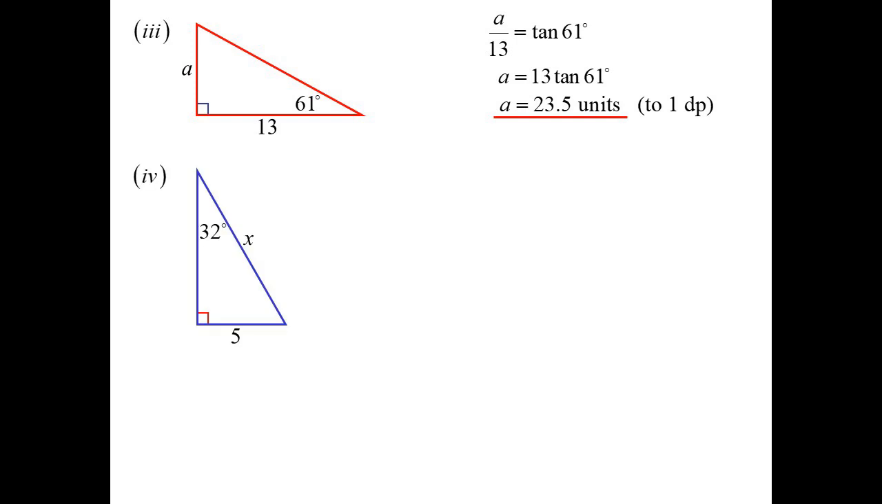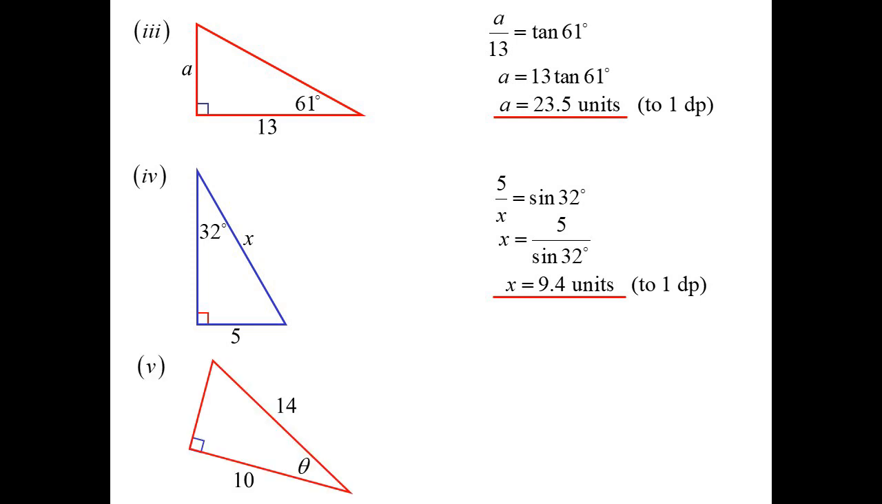The next type is when it is the hypotenuse that we want to find. So this time when we set up the ratio, the unknown's on the bottom of the fraction. So to tidy this equation up, instead of multiplying by the trig, we end up dividing by the trig. So it's 5 divided by sine 32, approximately 9.4.